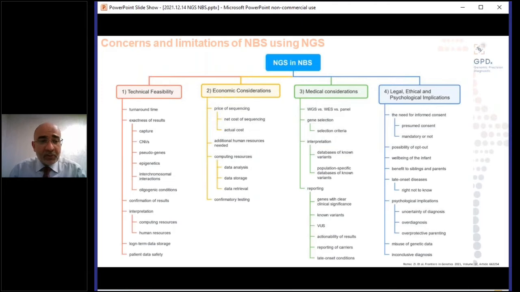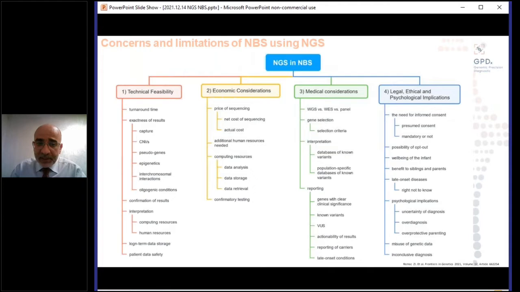We need to be able to get the results in a timely manner, so we can start treatment before the baby becomes symptomatic. Then how accurate our results are, and this all depends on the methods of detecting the variants. Are we going also to be able to detect copy number variations? And there are many other technical issues that can affect the accuracy and exactness of the results. Then, of course, if we say this is a screening, then indeed we will need confirmatory tests. So we need to confirm the results of the newborn screening.